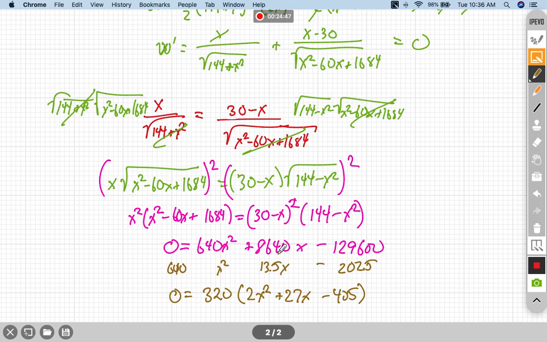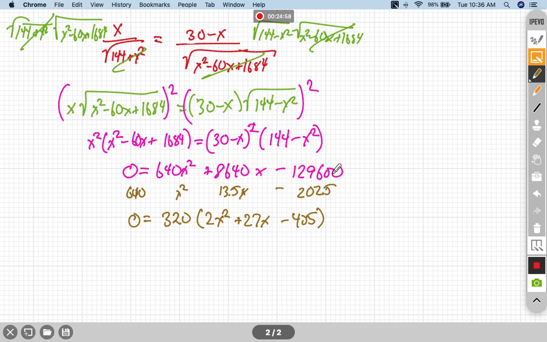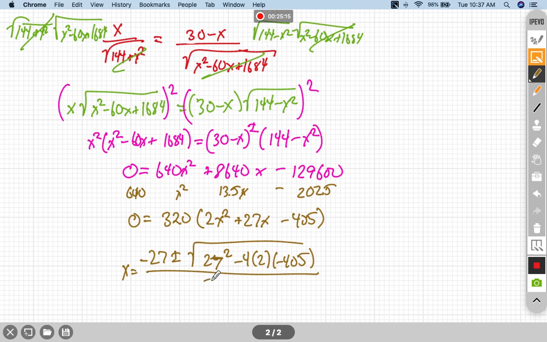Now, you wouldn't have to factor. Does this factor? What are the factors of 405? I'm done playing with that. I'm just going to go straight to the quadratic formula. You could have gone to the quadratic formula at this point. Say x equals the opposite of 27 plus or minus the square root of 27 squared minus 4 times 2 times negative 405, all over 2 times 2. Because I don't care about the 320, I'm trying to equal 0. And I'm going to get x equals 9, or x equals negative 22.5.